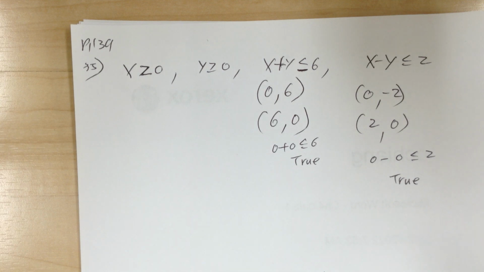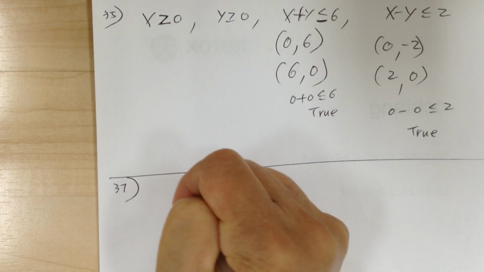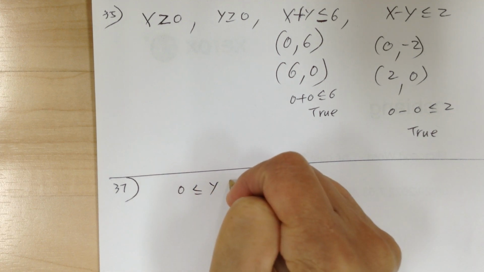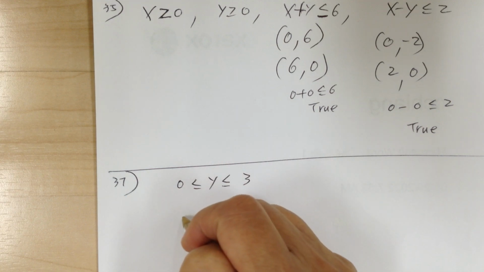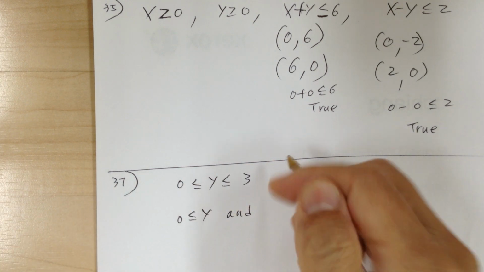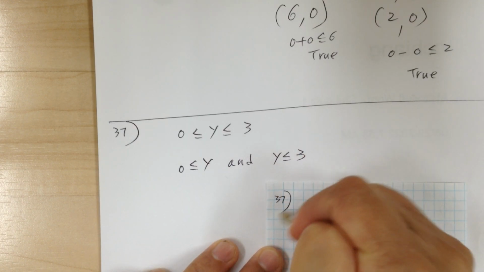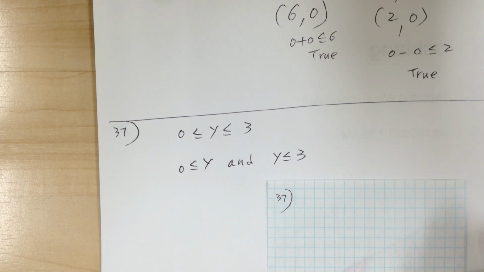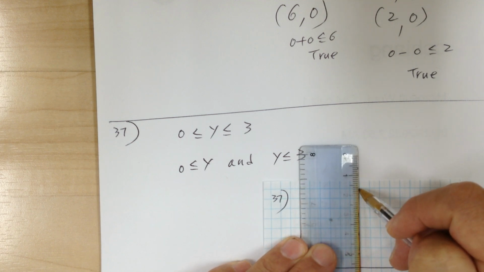And let's go to 37. Number 37, you've got 0 is less than or equal to y, less than or equal to 3. If you separate, you're going to get 0 is less than or equal to y, and, right? When you have this kind of situation, it's always "and": y is less than or equal to 3. So if you graph these, this is actually much easier to graph now.